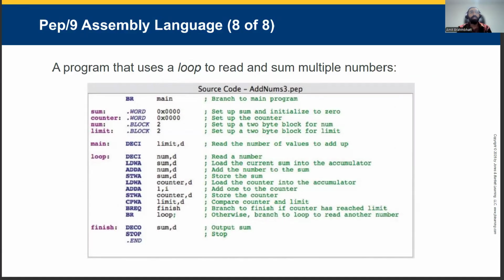In the final slide, we see a program that uses a loop to read and sum multiple numbers. The loop structure relies on branching instructions and a counter stored in memory. Each iteration reads a number, adds it to a running total, and updates the loop variable. This demonstrates how repetition, an essential algorithmic construct, is implemented using low-level instructions.